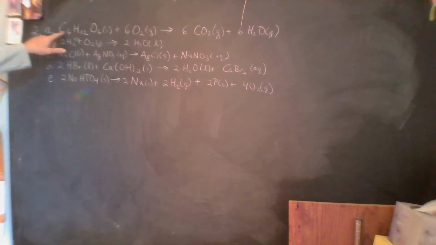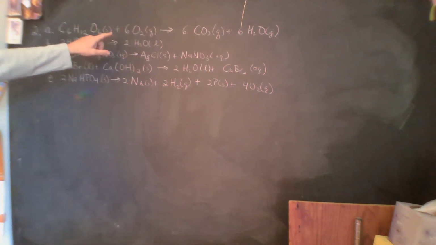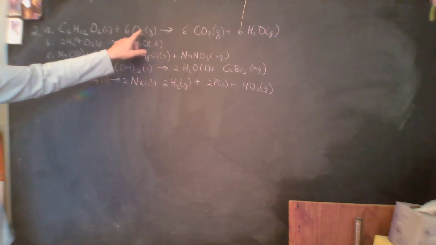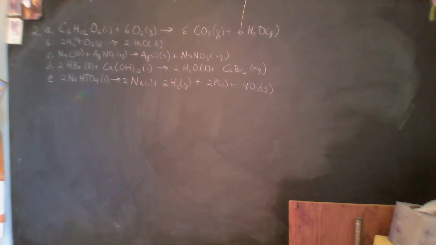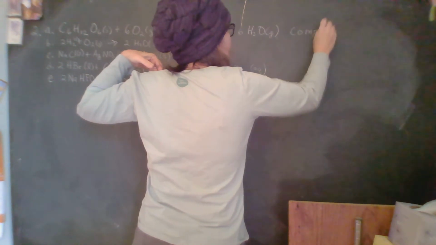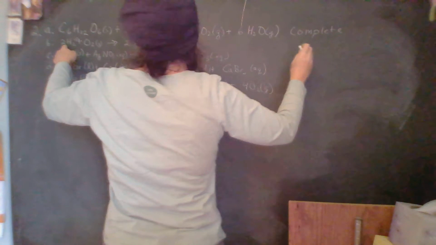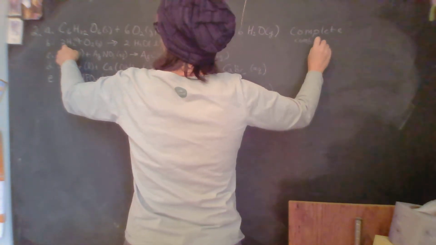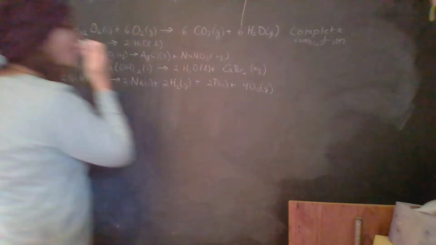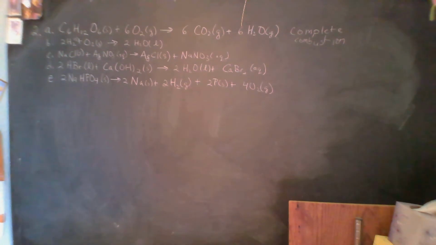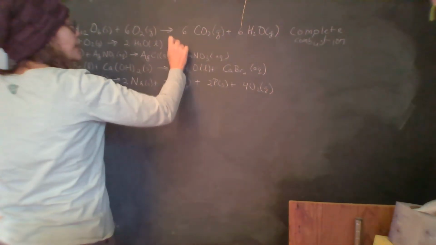So we're going to look at these and classify them. Here we have C6H12O6 solid plus 6 O2 gas yields CO2 and H2O. So that's complete combustion. How about letter B? We have 2 H2 plus O2 yielding H2O. So that's a formation reaction.